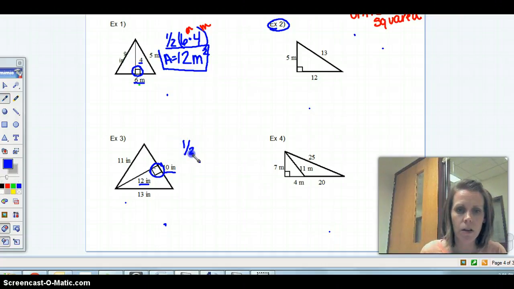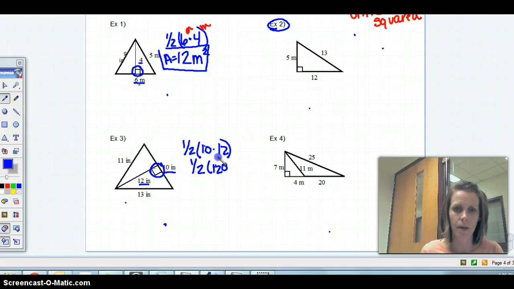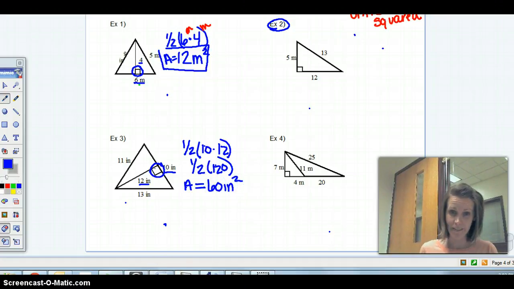So that's what you're going to plug into your formula. Let's do it over here. 1/2 base is 10, times 12. And 10 times 12 is 120. So 1/2 of 120. And your answer, your area, is going to be 60, and remember, inches squared. Ready? Okay. Last triangle that we're going to try together.